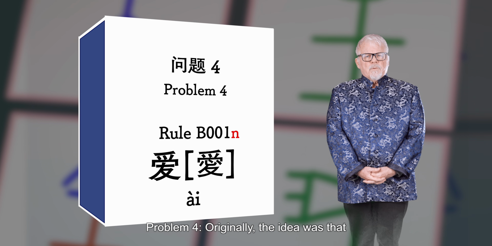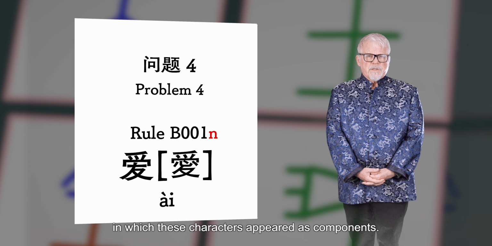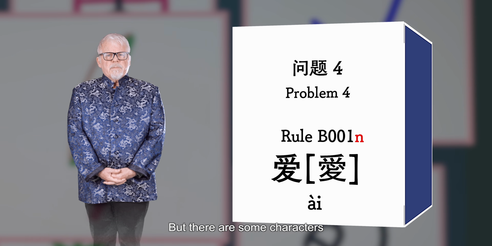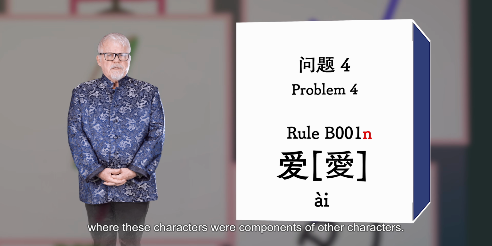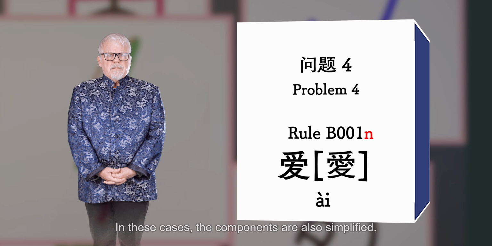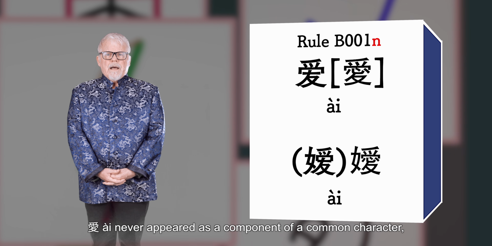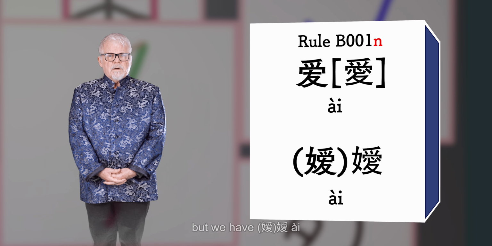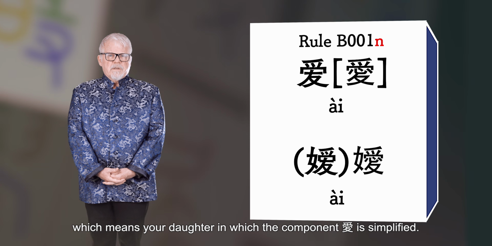Problem 4. Originally, the idea was that there were no common characters in which these characters appeared as components. But there are some characters where these character components were found to be components in other characters. In these cases, the components are also simplified. It was thought that I never appeared as a component of another character, but we have the character I, which means your daughter, in which the component I is simplified.